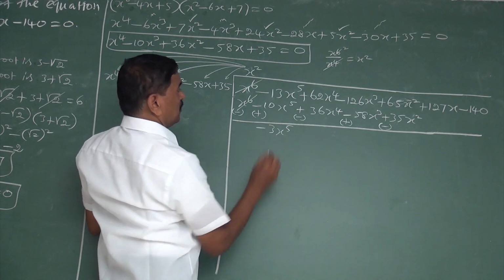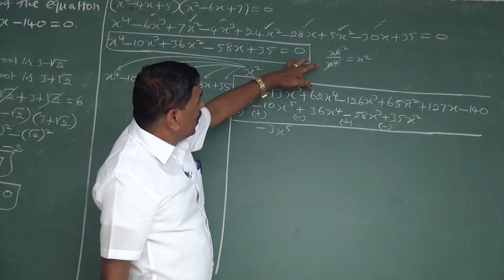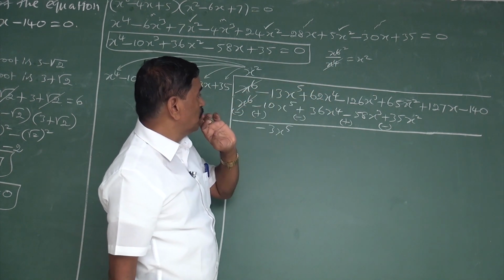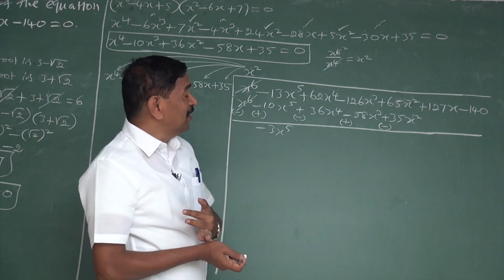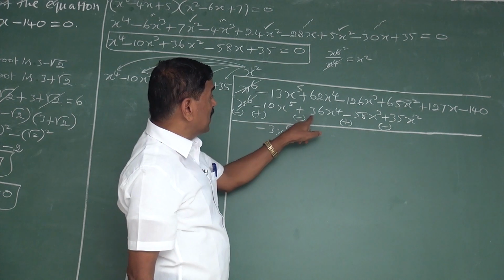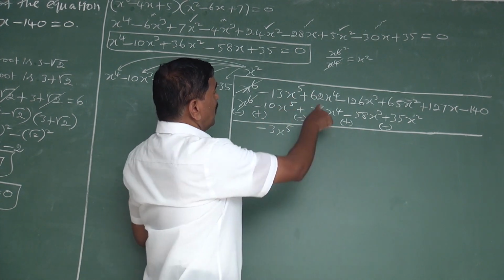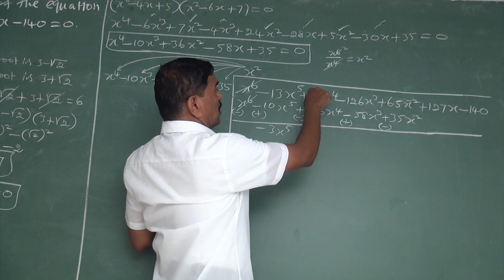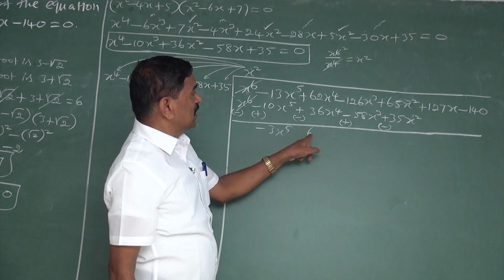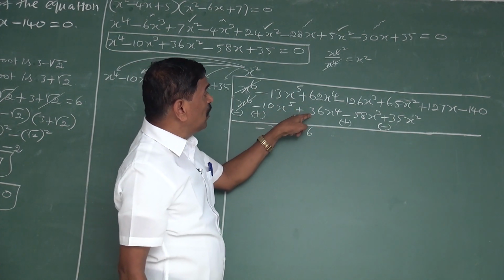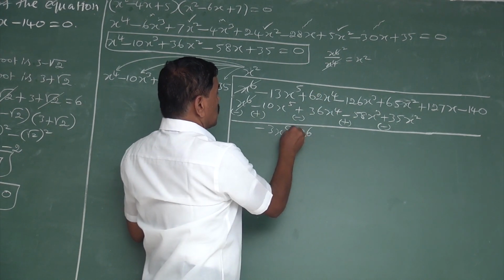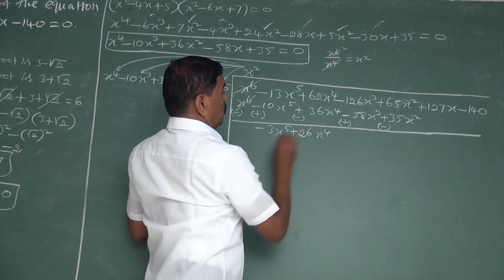Minus 3x power 5. Okay, next one. Here 62x power 4 minus 36x power 4. What is the simplification? Good. Here listen to the technique. 62 is a big number and 36 is a small number, so subtract directly. 2 minus 6 is not possible, so borrow. That means 12 minus 6, so 6. And the remaining 5, 5 minus 3 is equal to 2. And the big number has sign plus, so plus 26x power 4.